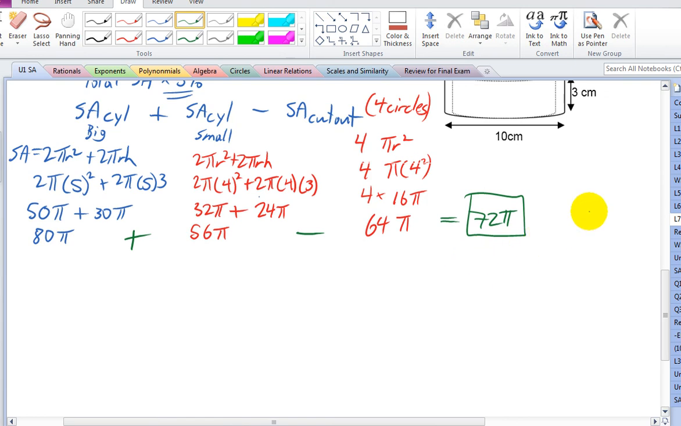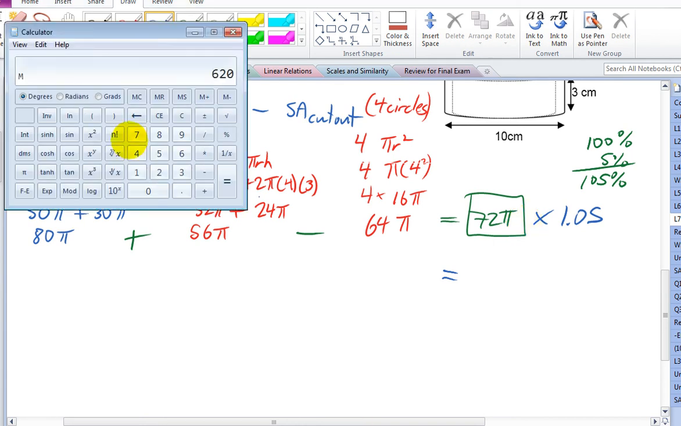So we have 100% plus 5% extra. So really we want to figure out what's the 105% value. So we multiply by 1.05. Okay. So on your calculator, make sure you multiply by pi first. So on mine, I'm going to go 72 times pi times 1.05, then press equals. Go ahead and do that on your calculator. Make sure you know how to do that.